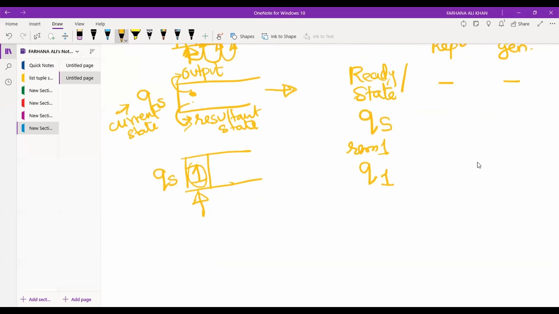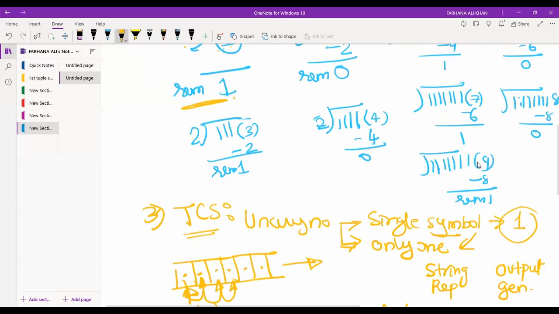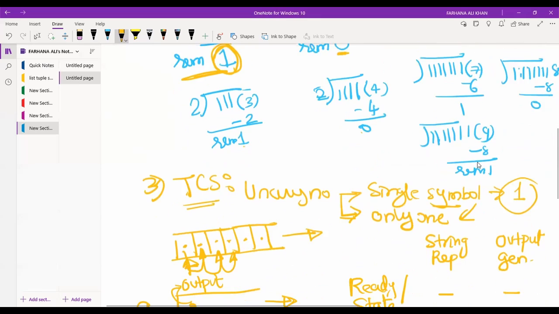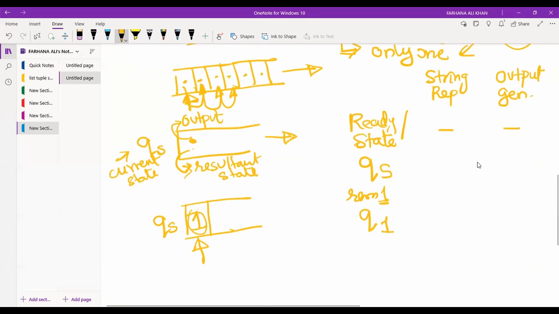So here in this case, when we have considered bit 1, this bit 1 is representing remainder 1. What was the output that was generated after taking the number 1? The output that was generated was 1. In the case of number 2, what was the output generated? The output generated is 0. In the case of 3, the output was 1. In the case of 4, the output was 0. In the case of 5, the output was 1. In the case of 6, the output was 0. So the output is either 0 or 1. Okay.